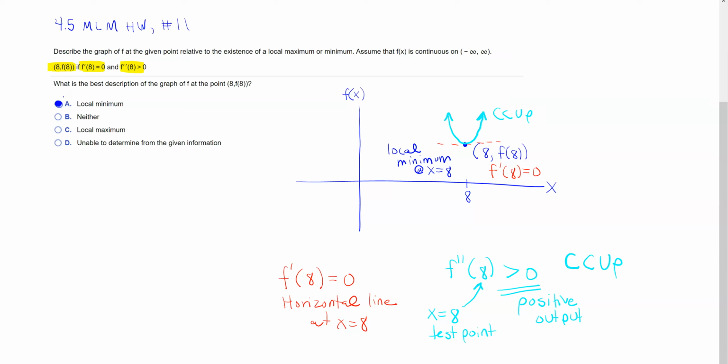Okay, now if it happened to be that this local minimum was the only extrema over a certain interval, then it would be the absolute minimum, but I don't know that for sure. All I know right now is that it's a local minimum.